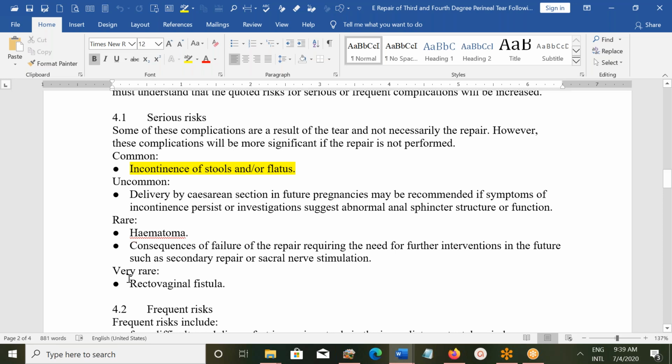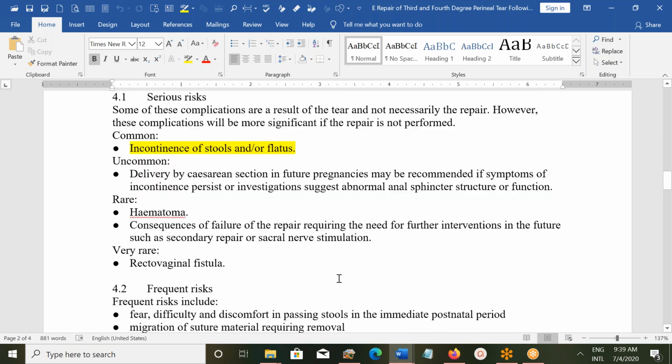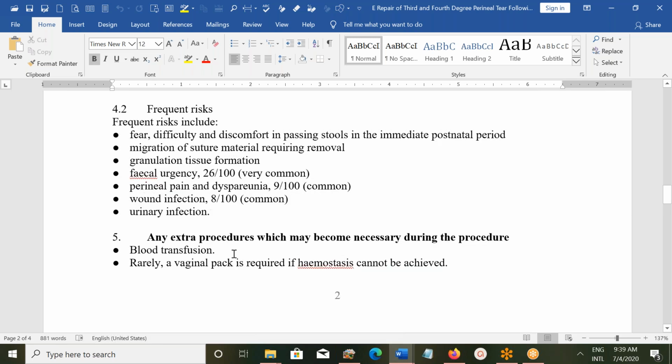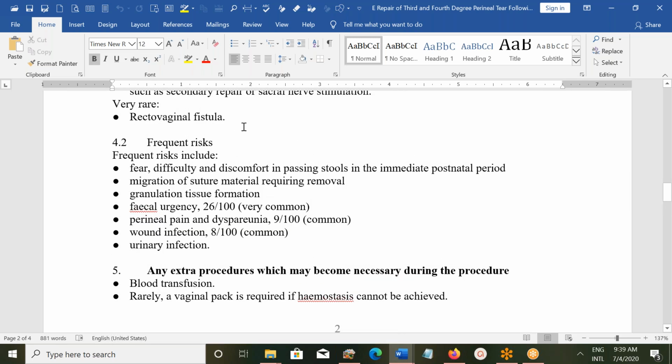And very rare, maybe in hundreds of thousands, maybe in 100,000 you will see just one case of rectovaginal fistula. So there is an abnormal communication between the rectum and the vagina, and if your patient, God forbid, develops it, then you need to refer this patient to the higher centers, preferably to the colorectal surgeon, who is going to fix it.